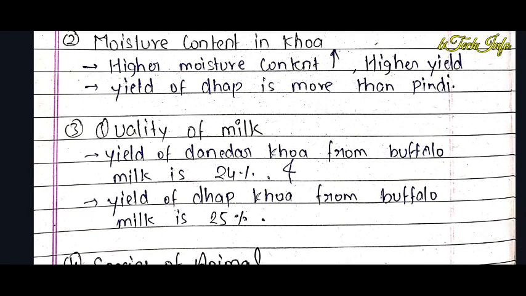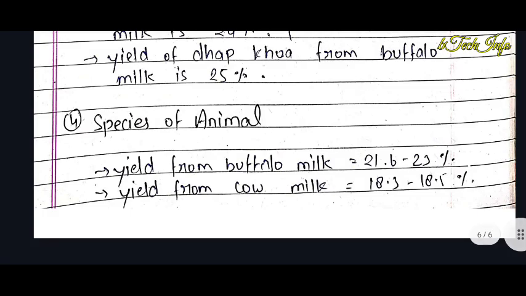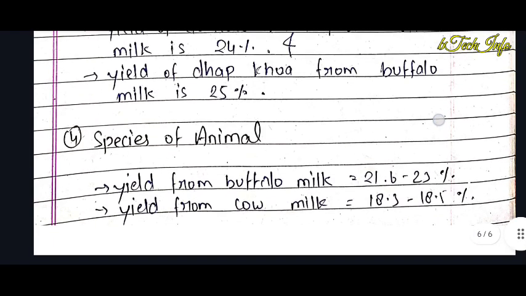Third one is the quality of milk. Yield of danedar Khoa from buffalo milk is 24%, and yield of dhap Khoa from buffalo milk is 25%. Like you see, the danedar Khoa from buffalo milk has a lower yield, up to 24%, but the yield of dhap Khoa from buffalo milk is 25%, which is higher. Also the species of animal: from buffalo milk the yield should be 21.6 to 23%, and from cow milk the yield should be 18.3 to 18.5%. So thank you everyone.